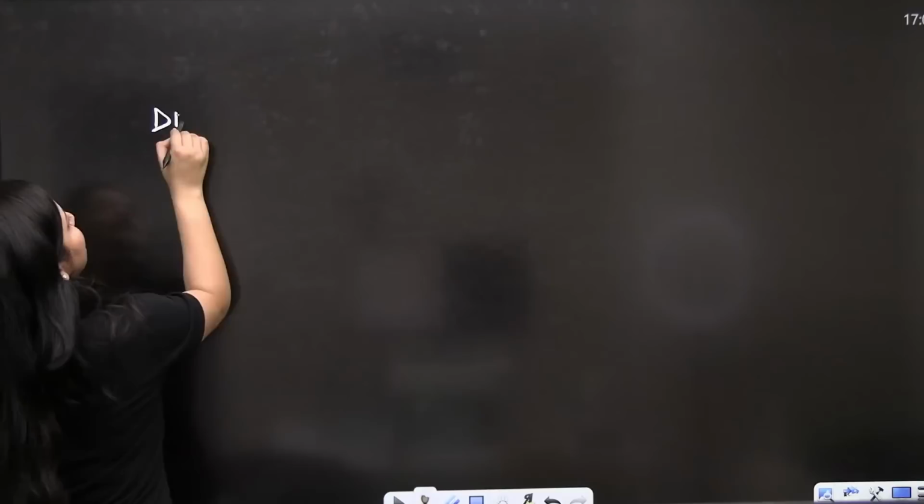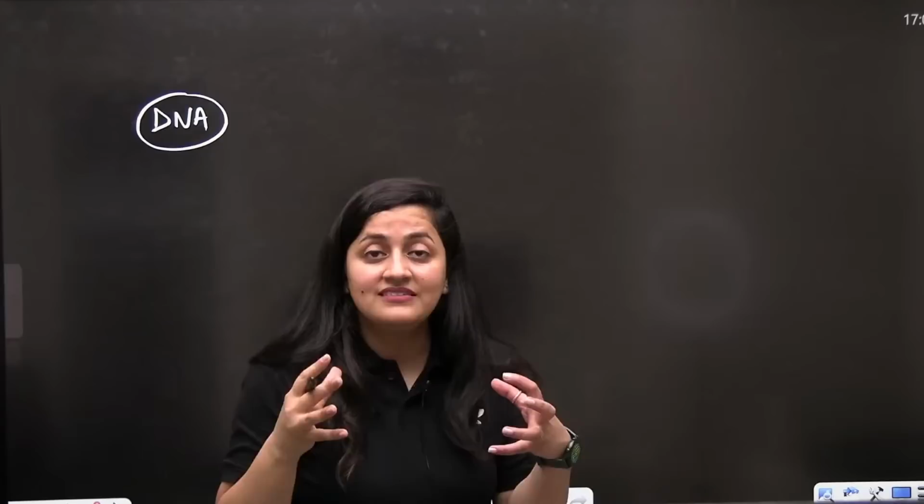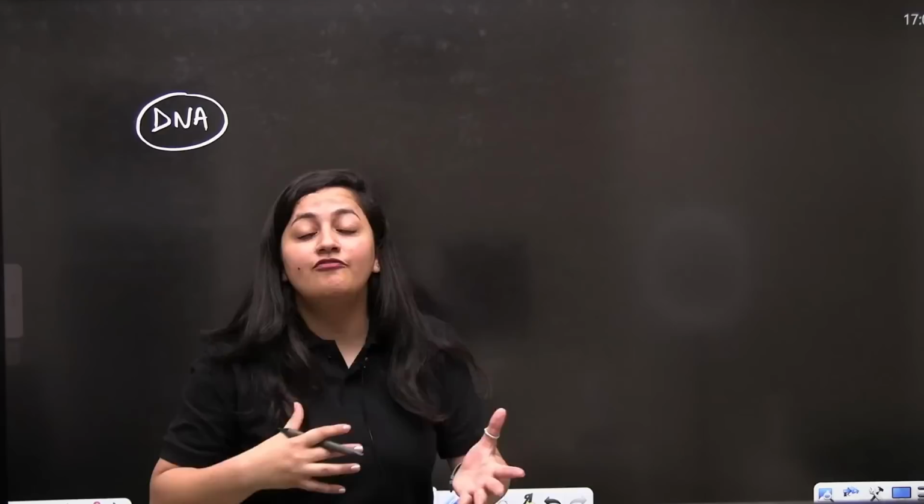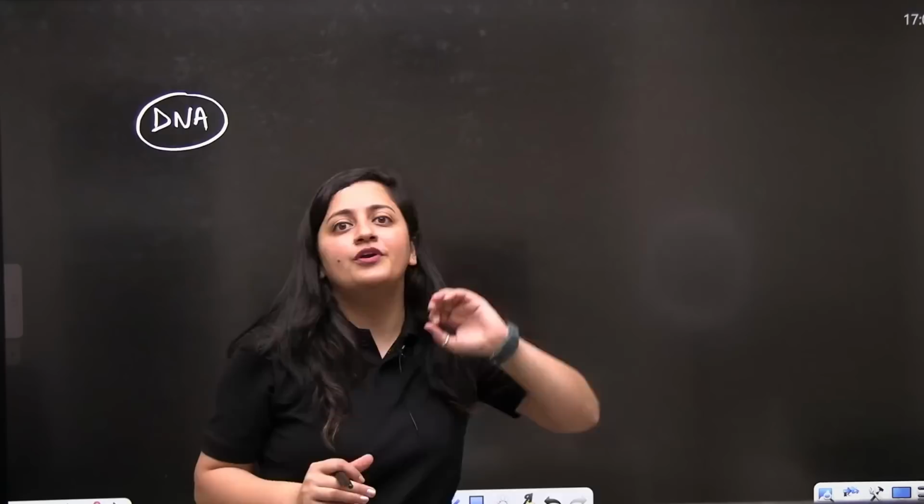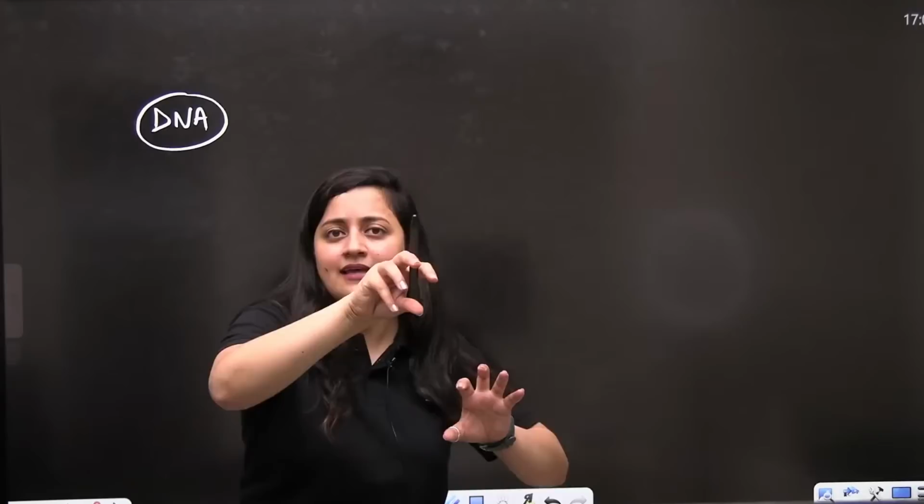We know that DNA is the genetic material, a very important thing, because this DNA has the information that is required for the functioning of a cell and of a body. So when you talk about the gene, it is the basic unit of inheritance. In simple words, the gene is present on the DNA and it is the basic unit of heredity.